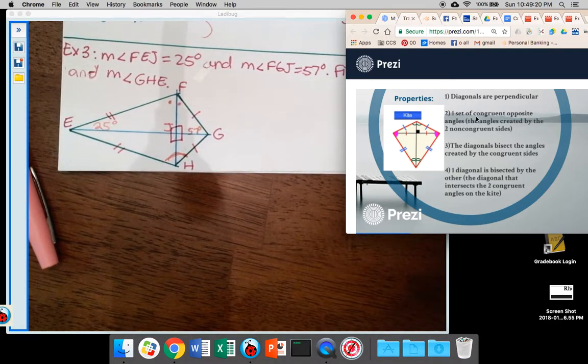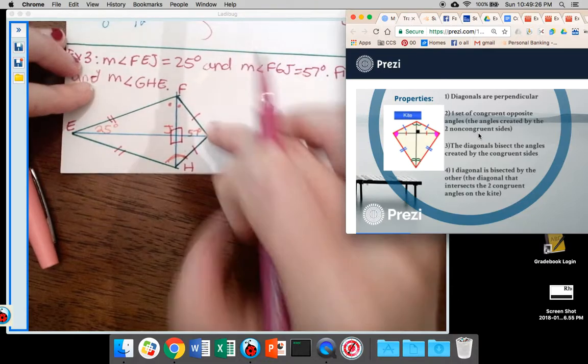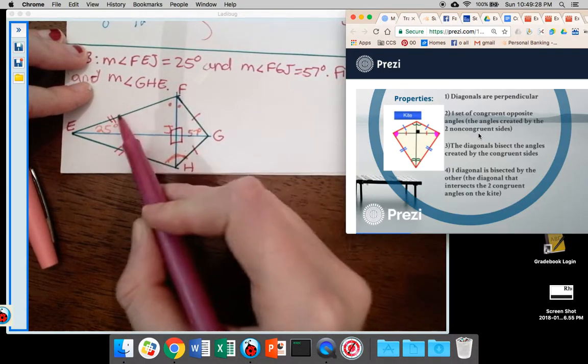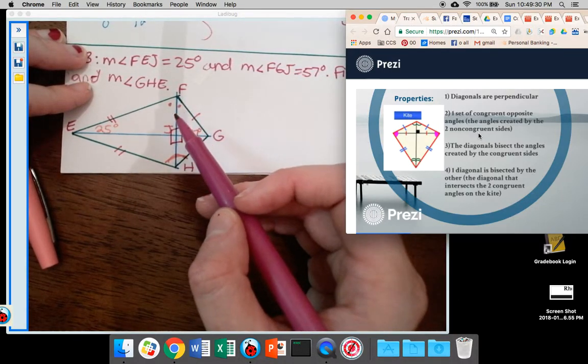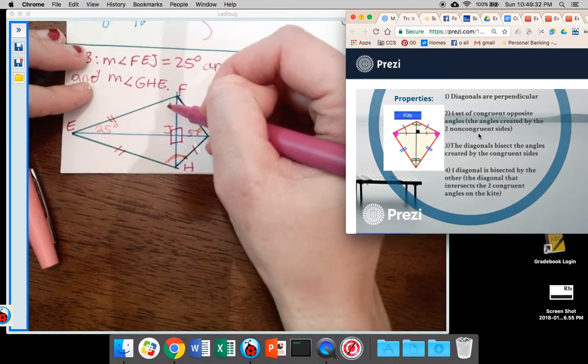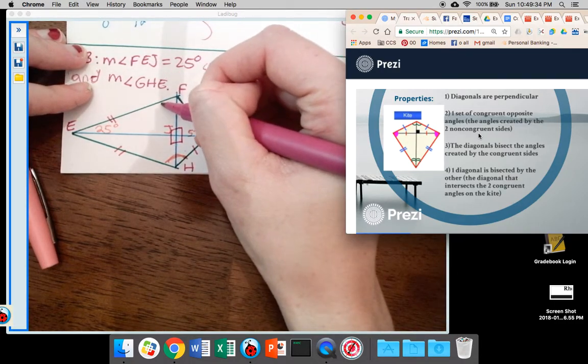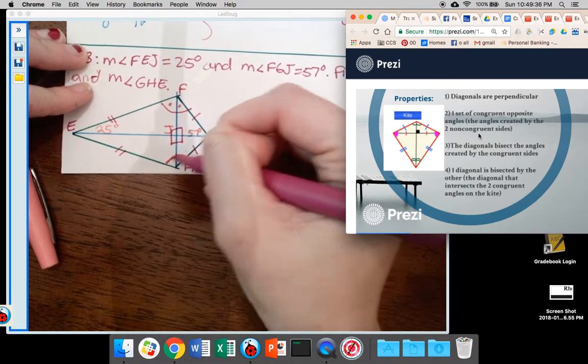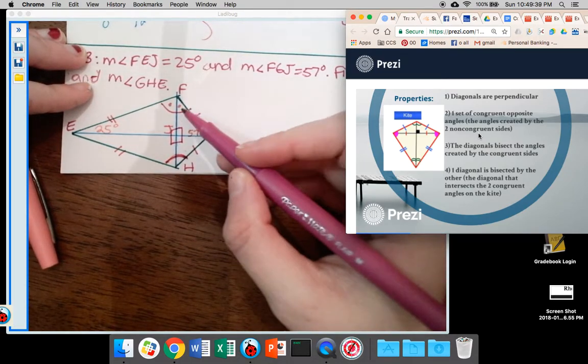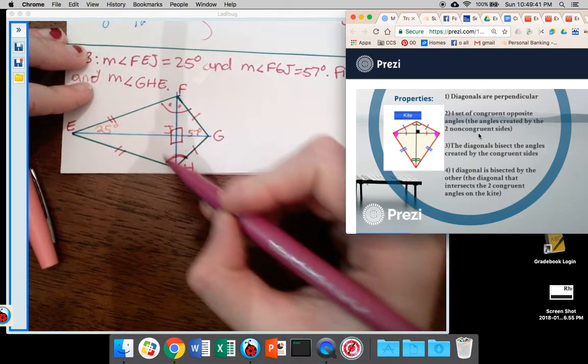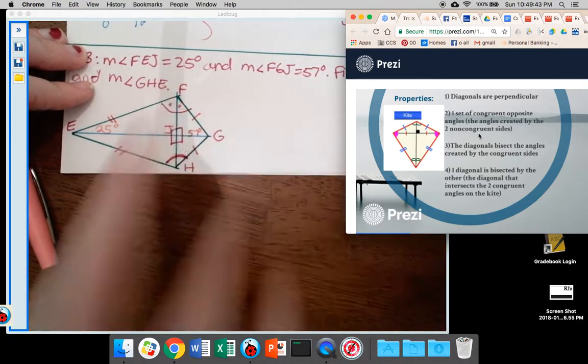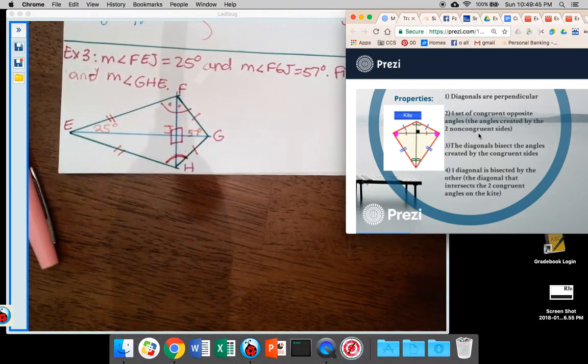Alright, it has one set of congruent opposite angles, and these are the angles created by the two non-congruent sides. So the angles that are made up of the two sides that are not congruent are congruent. So eventually we will know that this angle is congruent to this angle. So if I know what this whole angle is, eventually I can find one of my missing angles, JHE. So that will be helpful.